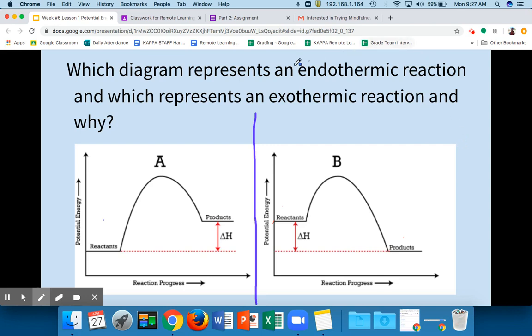So if we think of an endothermic reaction, endo means in, so energy is going in or being absorbed. Which graph shows energy going in or being absorbed? Graph A, because products are at a higher energy level than the reactants, than where it started. So energy is going into this reaction, so this is our endothermic reaction.